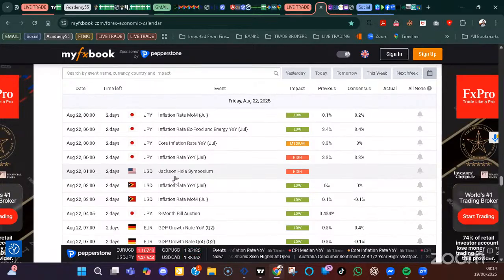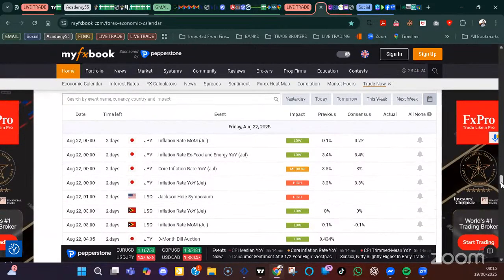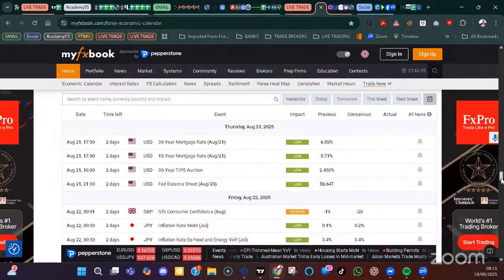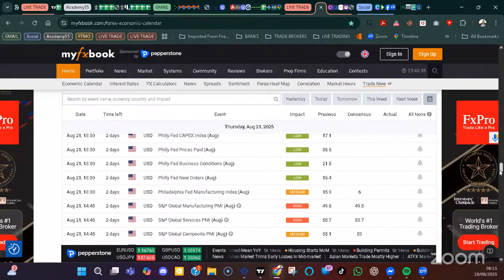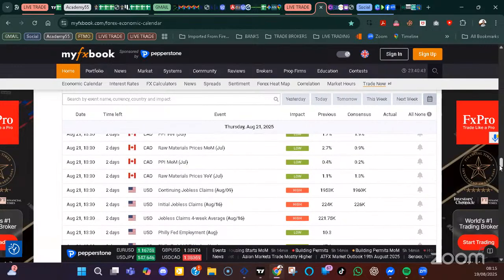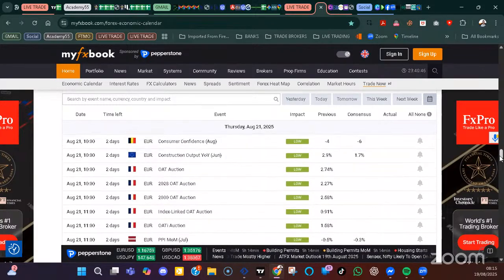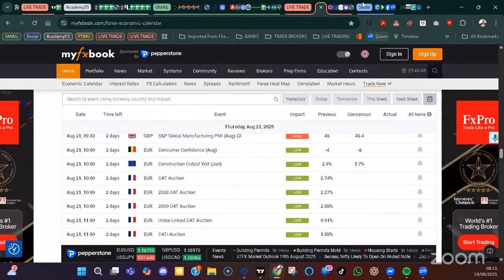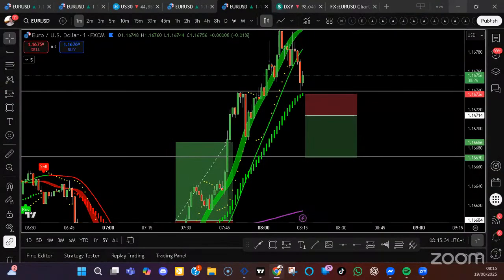It's a funny old name, Jackson Hole Symposium. Read up about that, but my understanding is it turns the market all very volatile, because they release information, and that goes on Thursday as well. It's the same, but it's a medium risk, but you never quite know. And it turns the market very volatile. So I won't be trading at all on Friday, and be very wary on the Thursday as well.